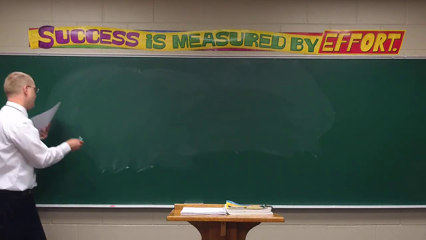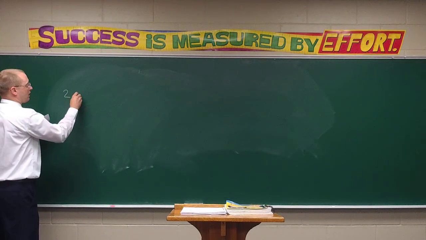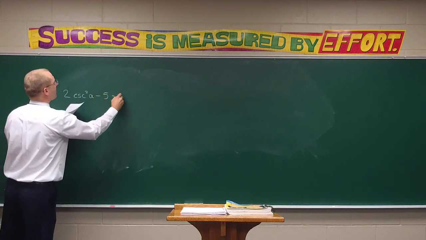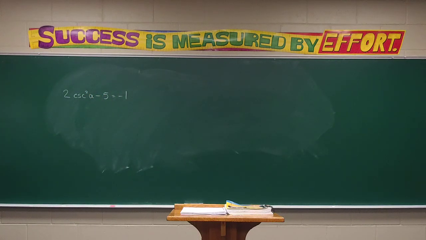For instance, write this down. We might have something like 2 times the cosecant squared alpha minus 5 equals negative 1. Well, this is a conditional equation. It's only true for certain values of alpha, certain angles. That double the cosecant squared of that angle, or those angles, minus 5 would equal a negative 1.